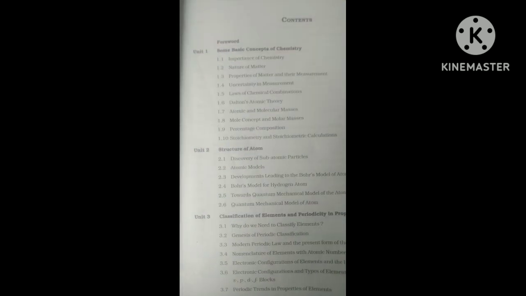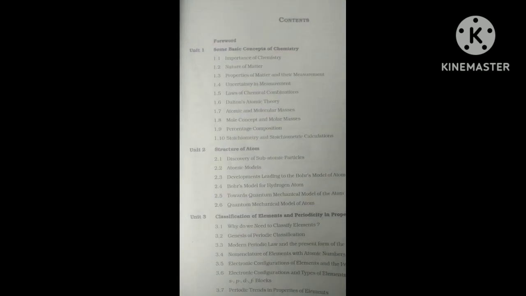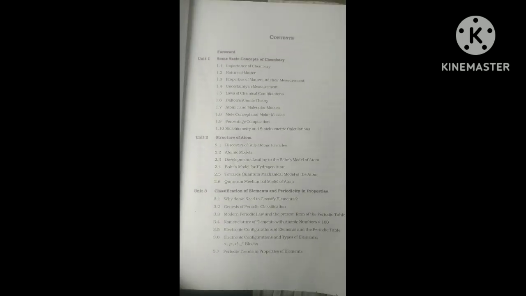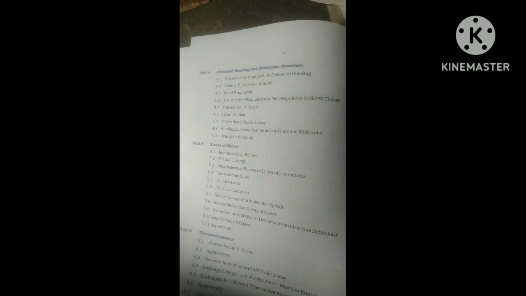It is. The first chapter is some basic concepts of chemistry. Second one was structure of atom, classification of elements, and the periodicity and properties. And the fourth chapter is chemical bonding and molecular structures. It is the states of matter, fifth chapter, and the sixth chapter is thermodynamics, and the seventh chapter is equilibrium. For NEET preparation, you have to study thoroughly word by word.